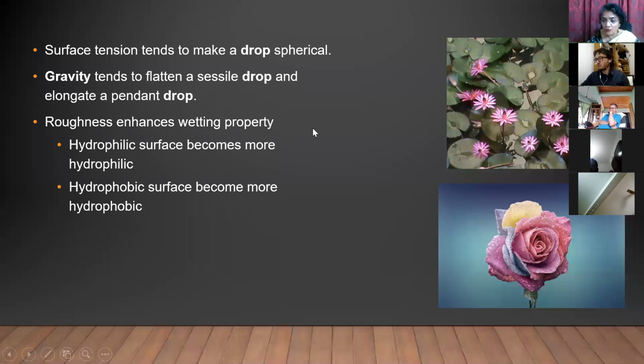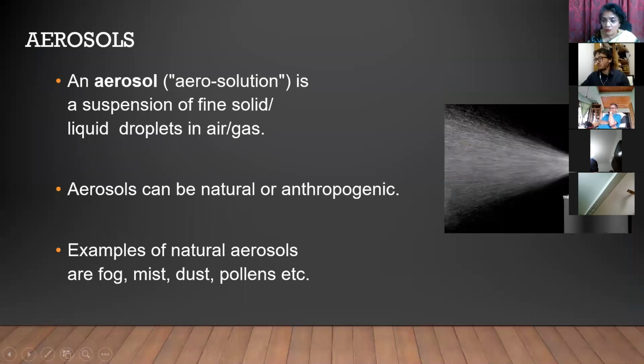What is relevant to us now is droplets and aerosols. Those are the words that we are constantly hearing for the past 3 months. So what is an aerosol? An aerosol is an aero solution, a suspension of fine dust or liquid droplets in a gas. These can either be natural or man-made. Examples of natural aerosols are fog and mist and pollens which have the dew around them, etc.